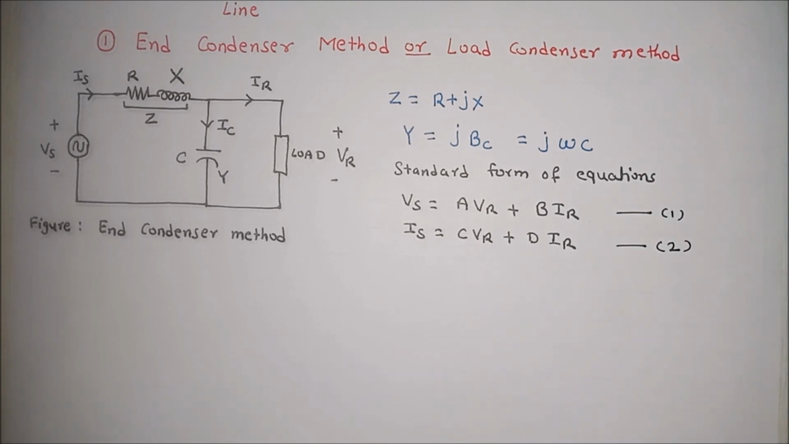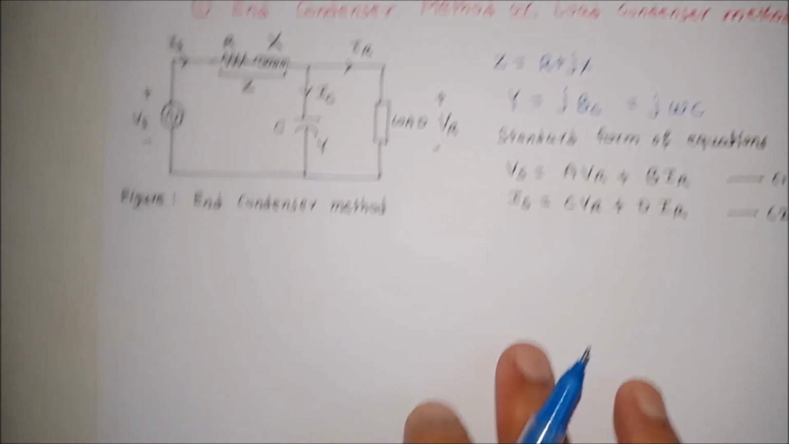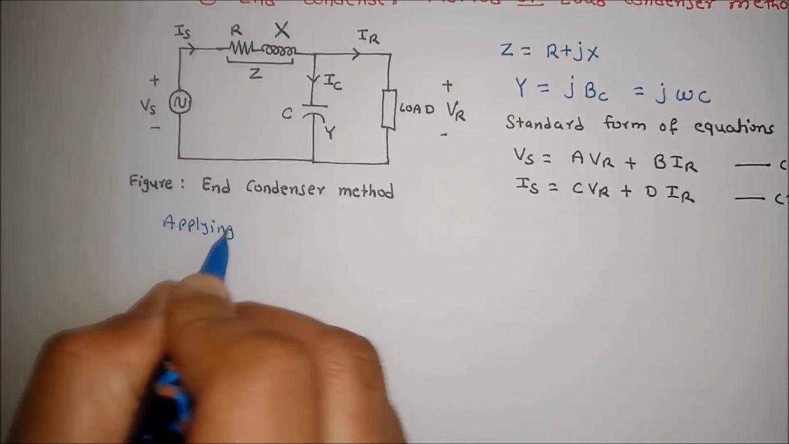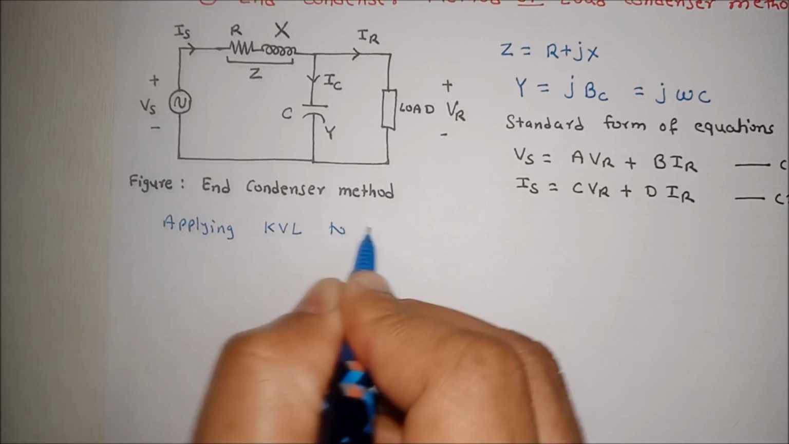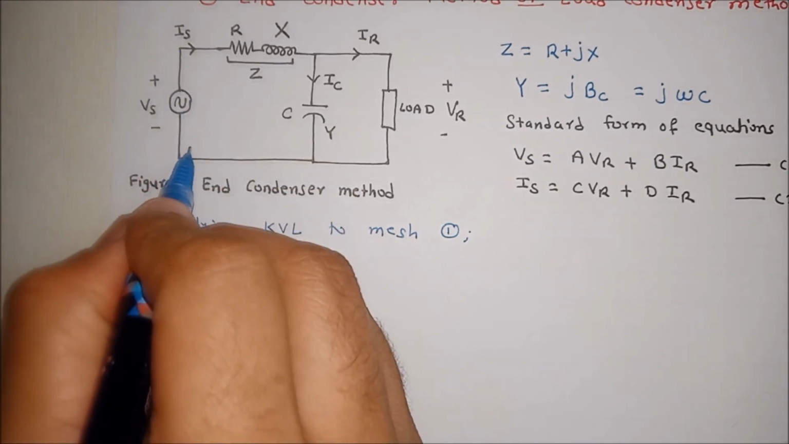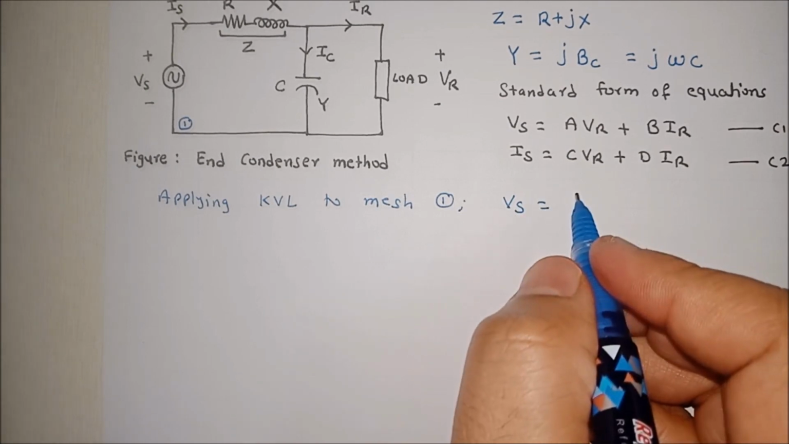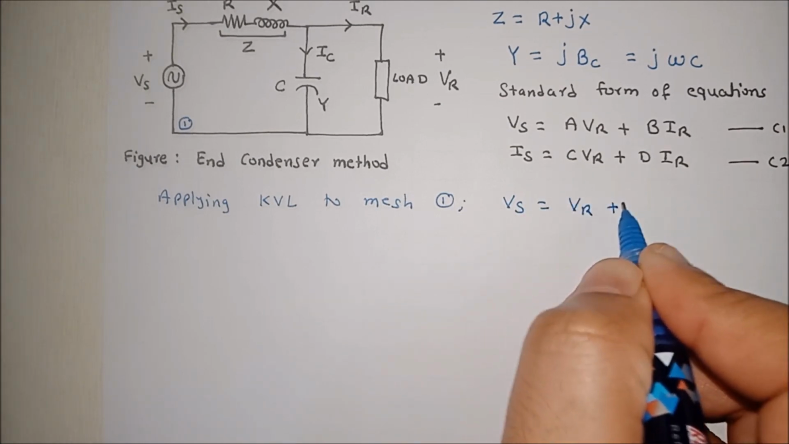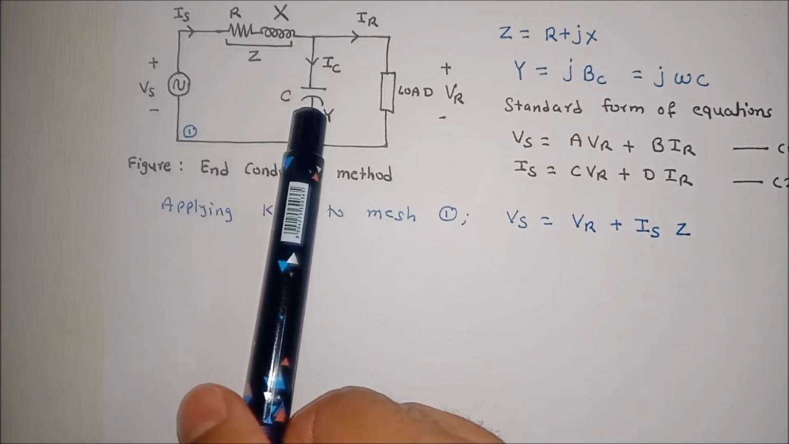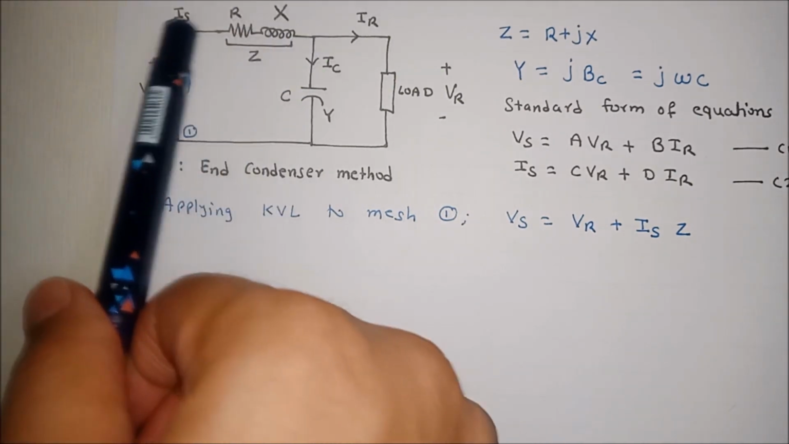Now how to obtain Vs and Is? If we apply KVL, Kirchhoff's voltage law, to this particular mesh, let us call this mesh 1, we can write the equation of Vs. So what we can write? Vs is equal to VR plus Is into Z. The voltage across the capacitor is VR, plus the voltage drop across the impedance will give Vs. So Vs is VR plus Is into Z.